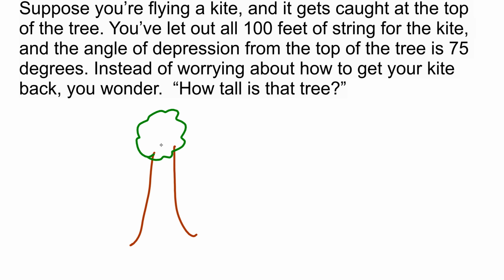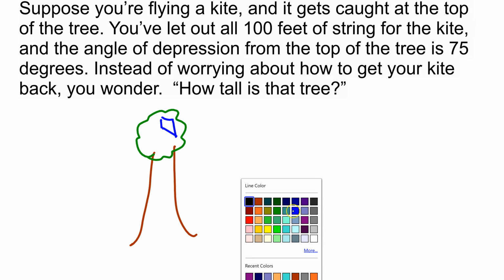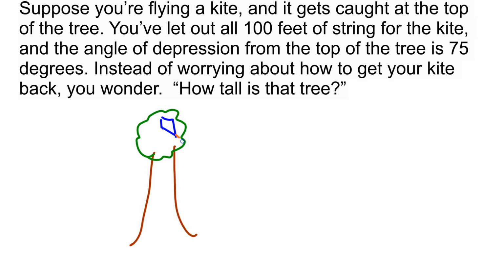And up in this wonderful tree is our kite, and it is stuck up in this tree. Then we have on our kite a string. Let's say we got an orange string on our kite, just like so. We've pulled it tight. We've let out all 100 feet of it. And what we know about this is that our kite string, this orange line, is 100 feet long.